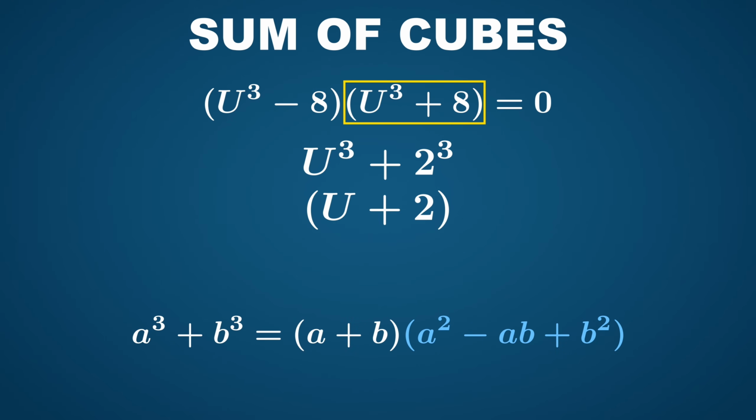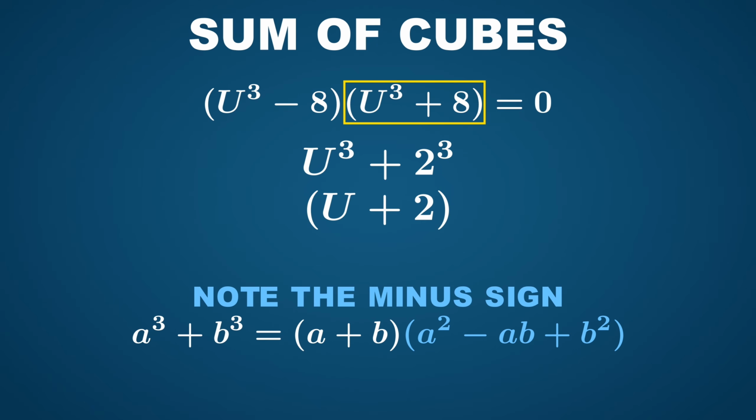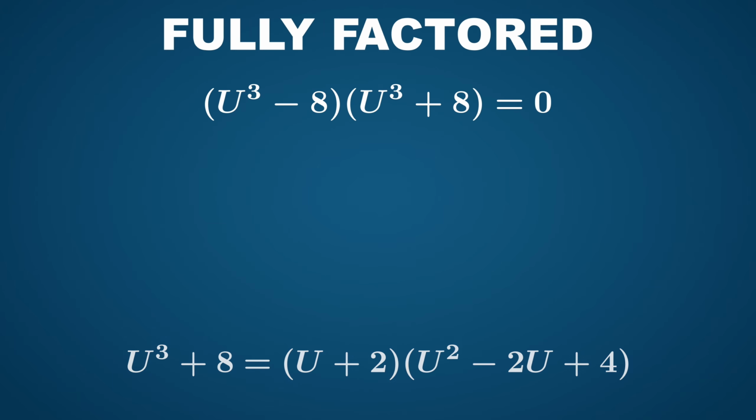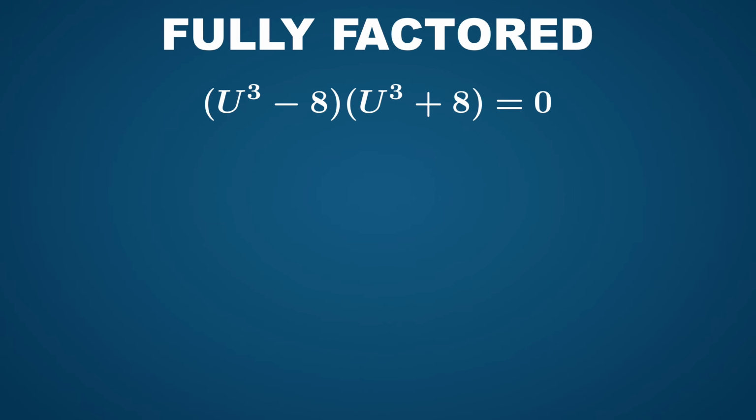We must now evaluate the quadratic portion of this sum of cubes formula. The quadratic part has a subtraction sign for the middle term. We square the first term to get u to the second power again. We subtract the product of the terms, giving a minus 2u. We add the square of the second term, which is positive 4. The quadratic factor is u squared minus 2u plus 4. We have now completely factored the entire left side of the equation.